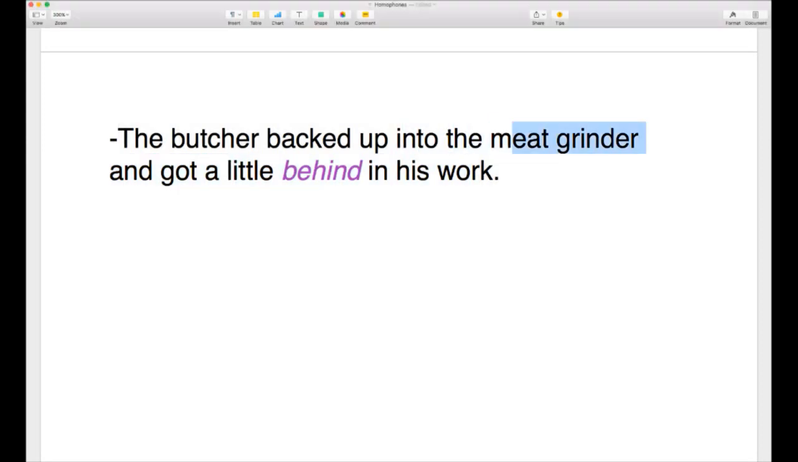Now this sentence on face value means to get behind in something is to be late. So if I get behind in my work, it means I haven't kept up to time. Maybe I haven't hit my deadlines, or maybe everyone else is ahead of me. Everyone else has done more work than me. So I am behind in my work. I'm a little behind. I'm a little bit behind everybody else. But the word behind is a homophone, and it can also mean your bottom.